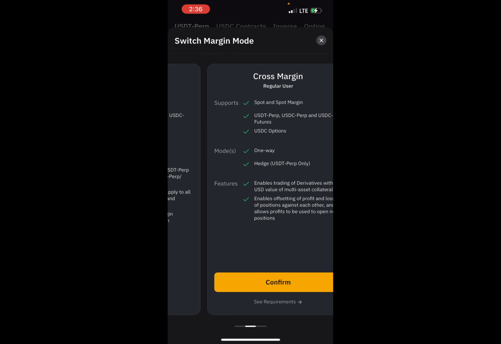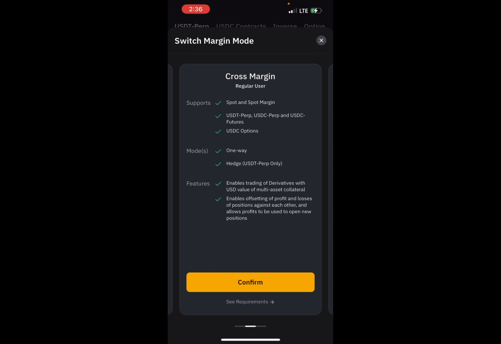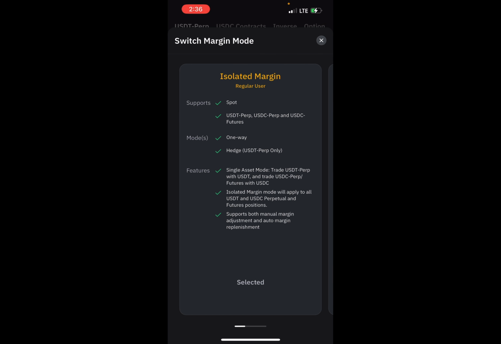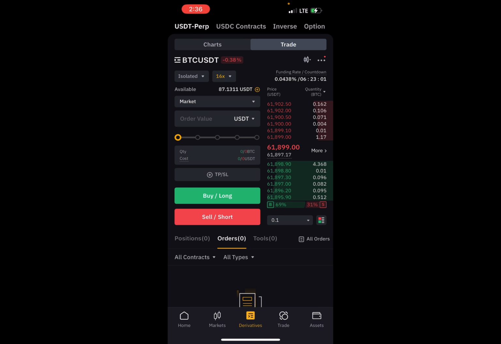But if you choose cross margin, that means once you place your trade and it is about to be liquidated, it can source money, whether from your funding account or from your unified trading account. Once your money is going down, that is liquidation, you have to source money from your account in order to complete the trade. But isolated margin is selected simply because it uses only the amount you want for that particular trade.